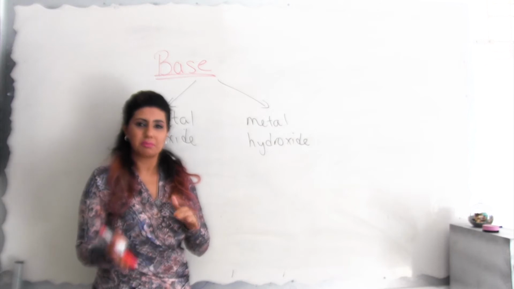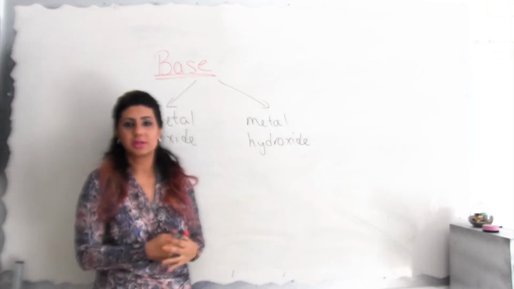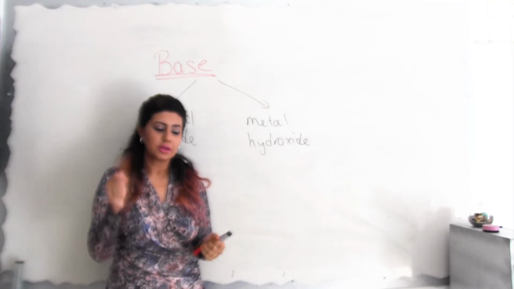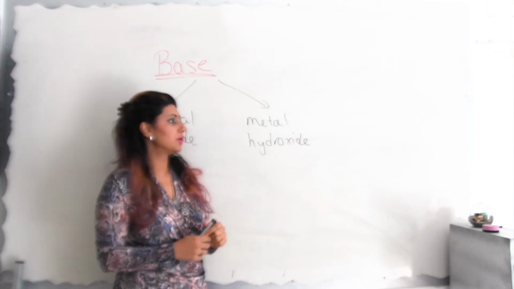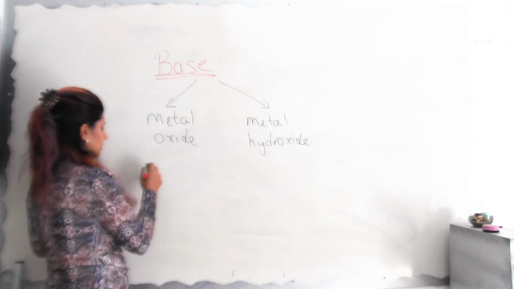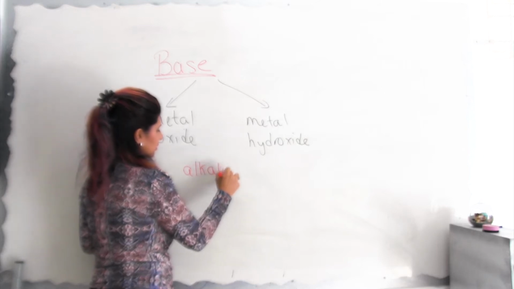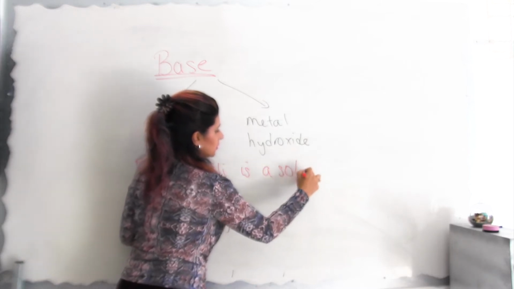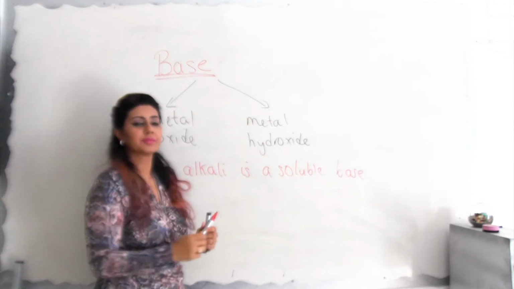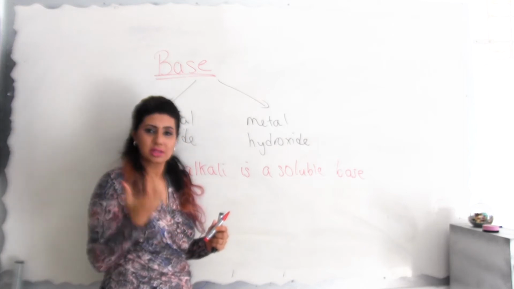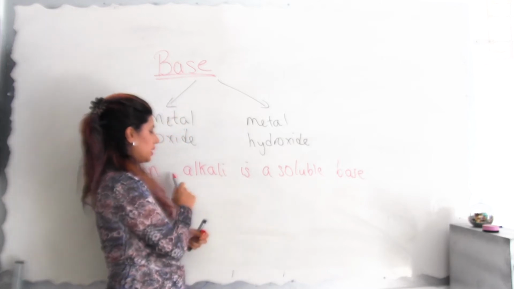So what is the difference between a base and an alkali? If you take any of these bases, take one spatula of the solid, mix with water, and you see that it dissolved, then it is an alkali. If you have to define an alkali, you can say an alkali is a soluble base. So if you pick one of the bases, mix with water, and you realize that it dissolved in the water and gives you a clear solution, that would be an alkali.